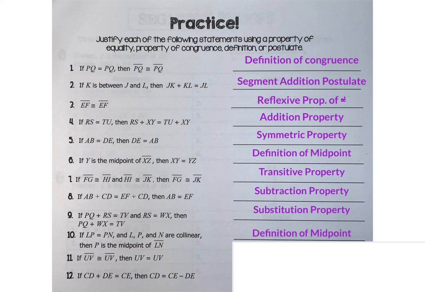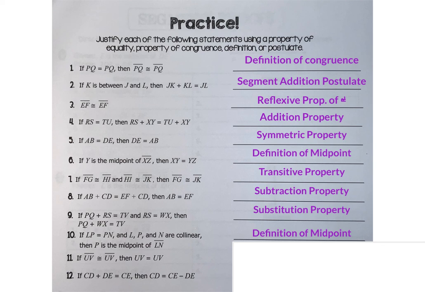Definition of midpoint again. Remember, midpoint tells you that the two pieces equal each other. They had to tell you they were collinear because it could have been a triangle. So if they weren't collinear, you could have had two line segments that were not a segment in and of themselves. They could have turned at that point.